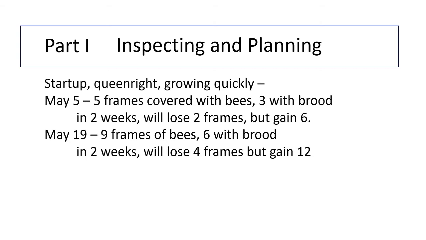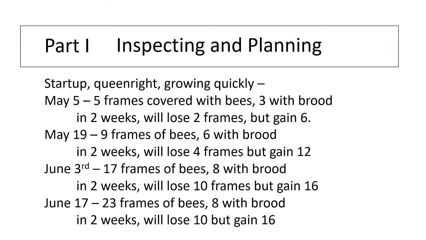She's really taken off. She's got 3 for the brood. But in 2 weeks, you'll lose 4 frames and gain 12. So this becomes, and we're just going to skip to the chase here, June 3rd, 17 frames of bees. June 17th, strangely enough, there's another 17, 23 frames of bees.